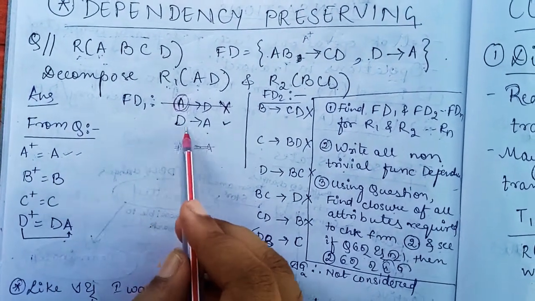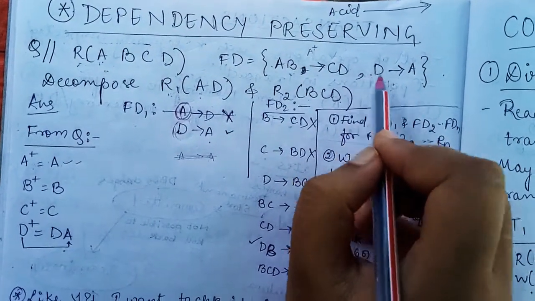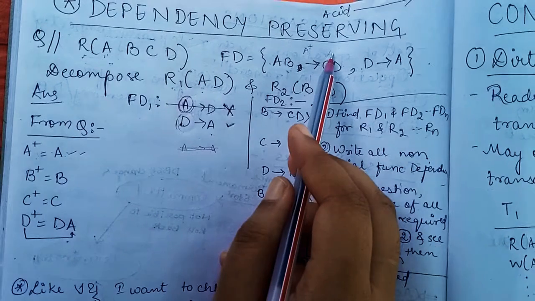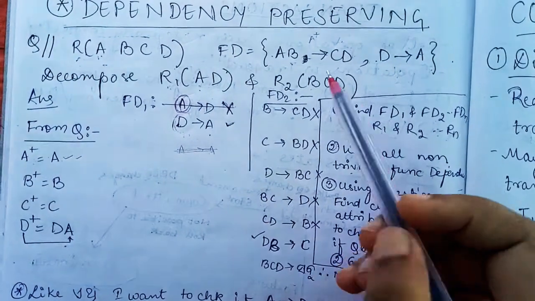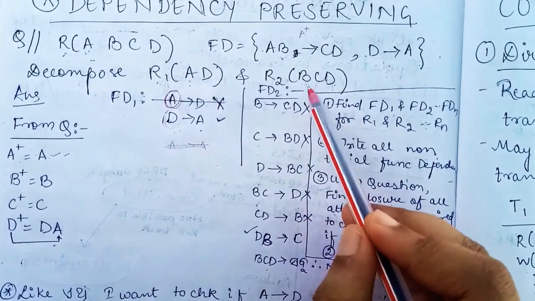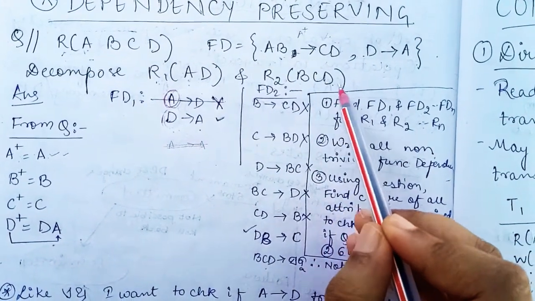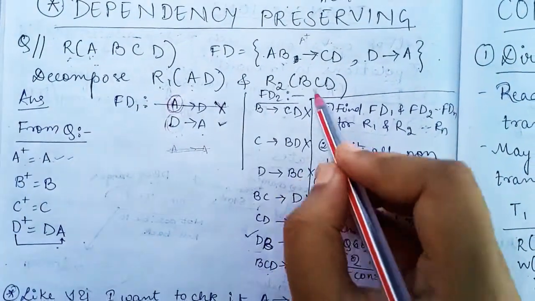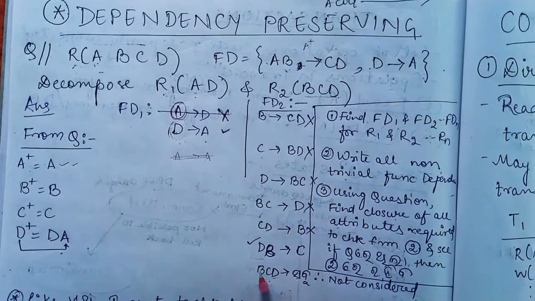Again we will find D plus. From finding D closure from the question's functional dependencies, we get that A is derived, therefore this functional dependency was originally present in the question and also when we decompose into R1. Again we will do the same for R2. For R2 we have three attributes, therefore taking them singly and taking them in pairs. BCD, from BCD everything can be derived, therefore it will be trivial, so we will not take it.